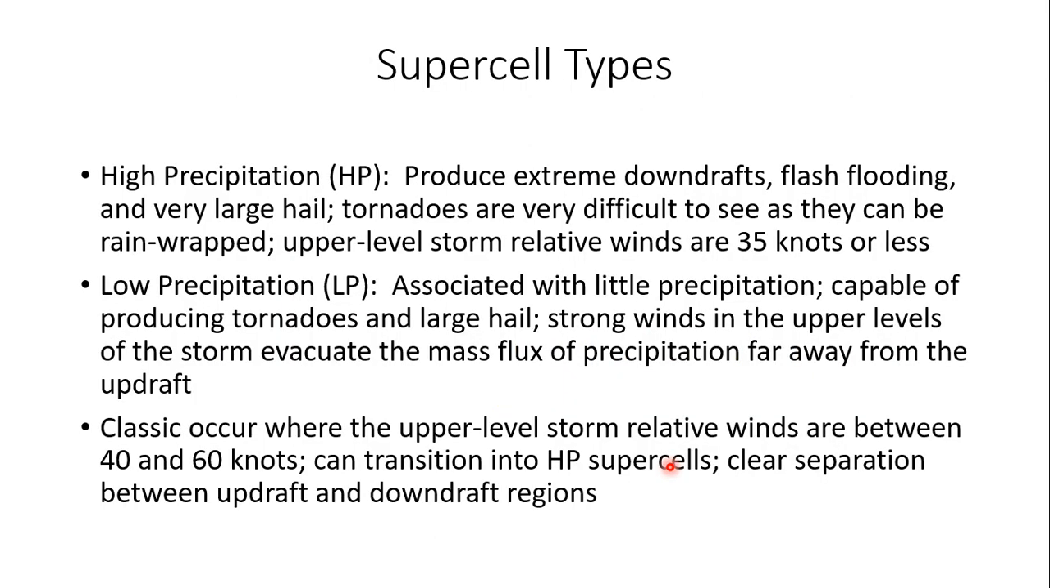And then the different types of supercells: high precipitation, low precipitation, and classic. Some of the main points with high precipitation supercells: very difficult to see, which makes them very dangerous. You're sitting in an area of heavy rain, and you can't see where the tornado is located. Low precipitation is a little bit better. You get a better visual, because you don't have the heavy precip, so you can see where the tornado is located. Think drier areas of the U.S. when we talk about low precipitation supercells. And then classic supercells are the third type of supercell.